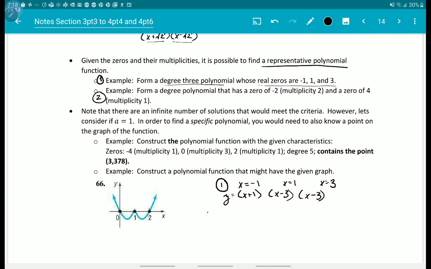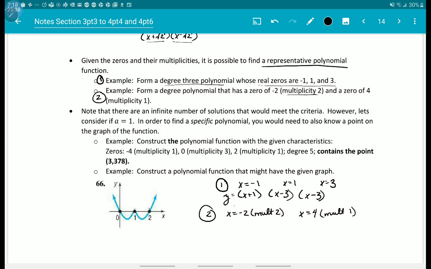If we look at 2, same kind of thing, only now we're throwing multiplicity in. So we want to form a polynomial that has a 0 of negative 2. Now this guy's going to have a multiplicity of 2. And we have a 0 of 4 with a multiplicity of 1.